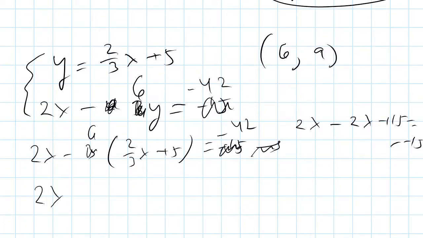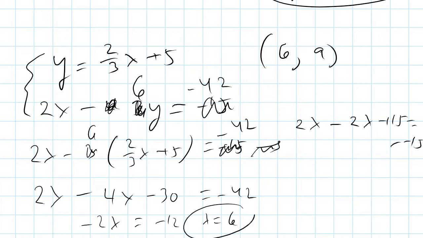Let's continue with this. 6 times 2/3 is negative 4x. Negative 6 times 5 is negative 30. Equals negative 42. Something went wrong here. Minus 2x. Maybe not. Minus 2x equals negative 12. Oh, x equals 6. Actually, it is okay.